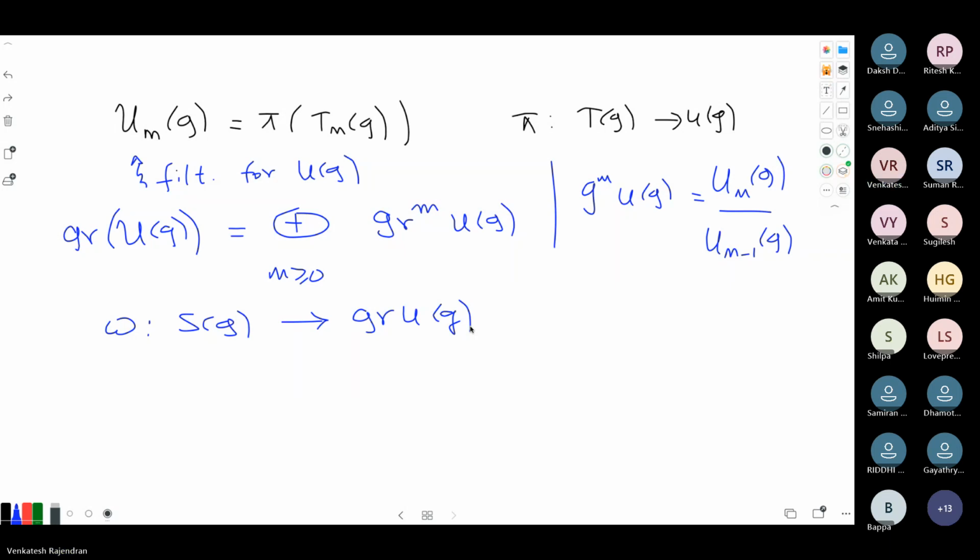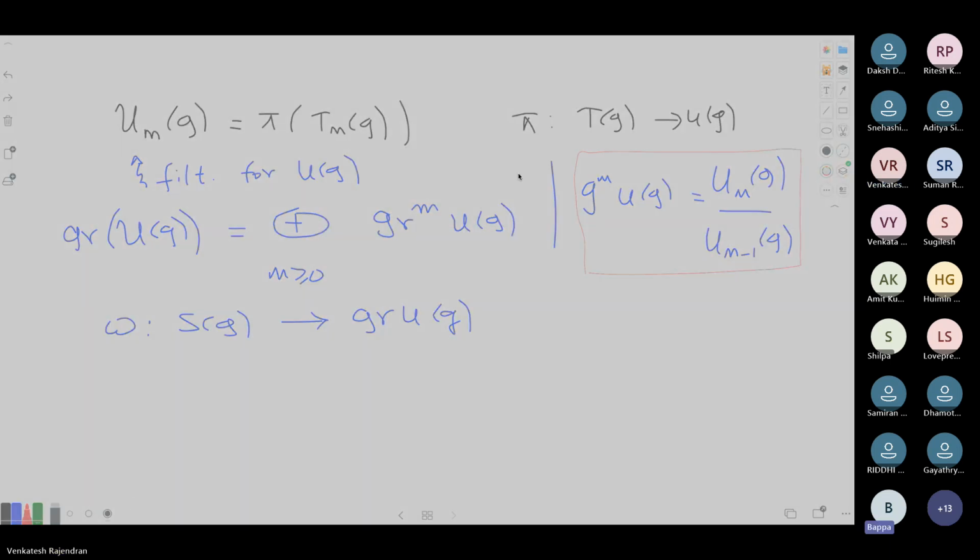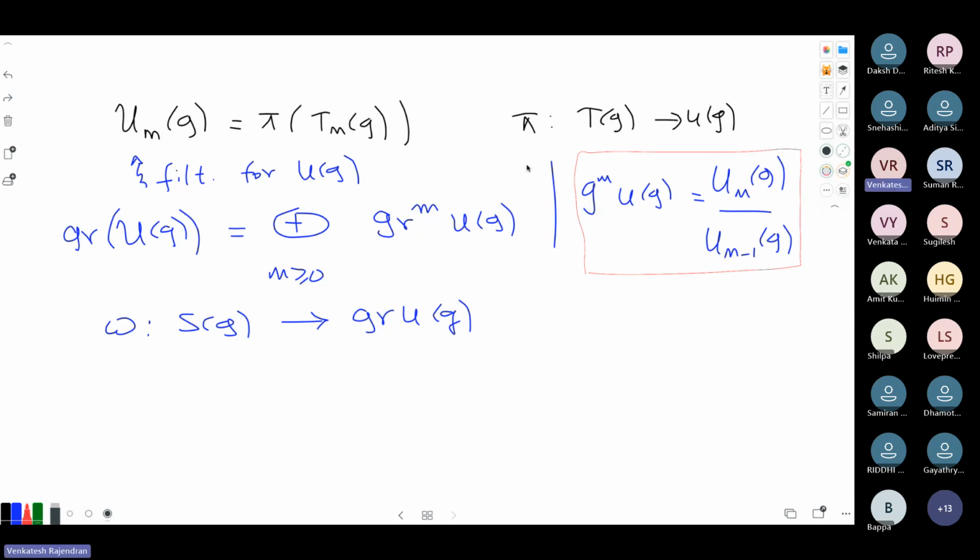Okay, so one version of the PBW theorem. So here is version 1. What is gr_m UG? I have defined it here. I'm just denoting the m-th graded space by that, gr_m UG. That's all. Okay, so here is the first version of the PBW theorem.